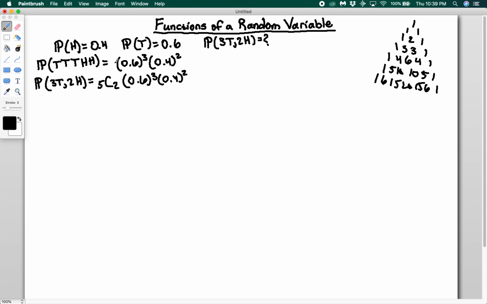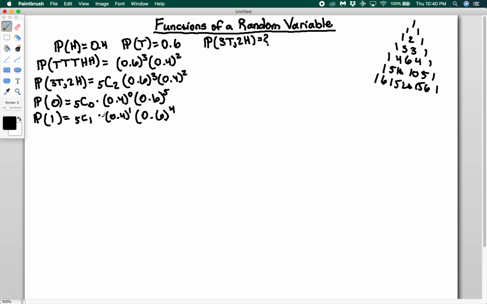And we could look for a pattern here. What if I say, what's the probability of getting 0 heads? Then that means I'm going to have 5 choose 0 times 0.4 to the 0 times 0.6 to the 5, since we're filling up 5 slots with tails. The probability of getting 1 head is going to be 5 choose 1 times 0.4 to the 1, because we want 1, 0.6 to the 4. So you can see the pattern here.